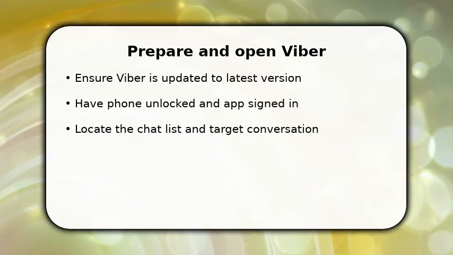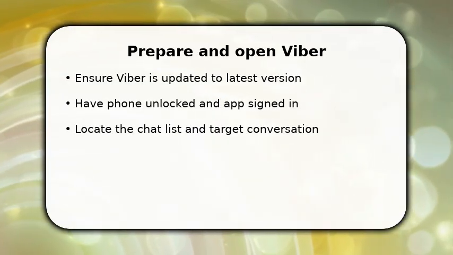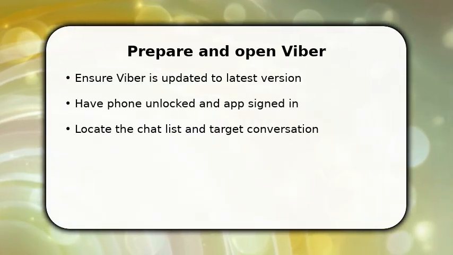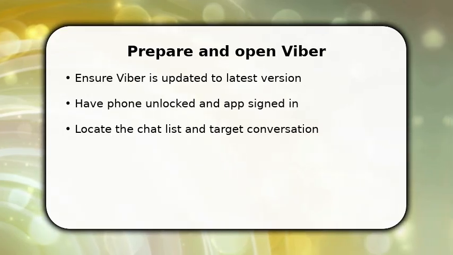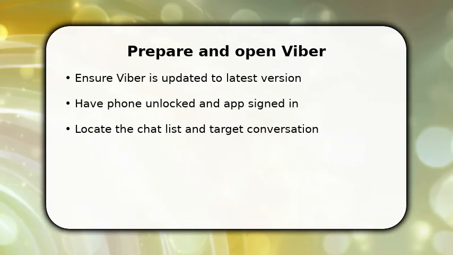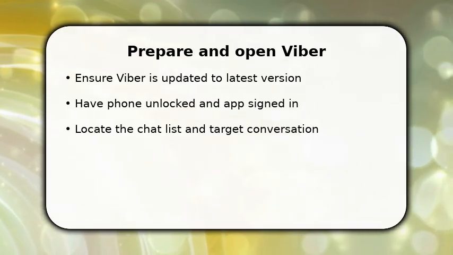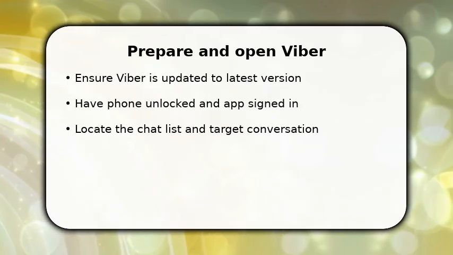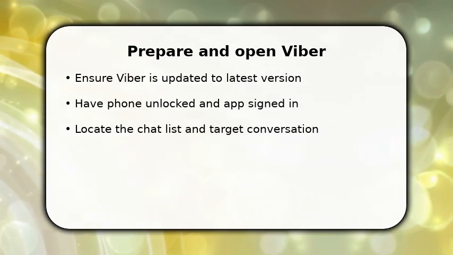You start by confirming Viber is up to date and you're signed in. Once done, open the chat list and find the conversation you want to hide. If the chat is new, tap it once to load messages. If it's archived, swipe to reveal archives. Make sure you have the contact's phone number or chat name visible.